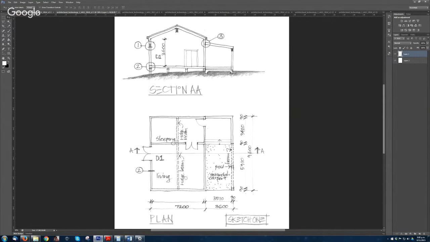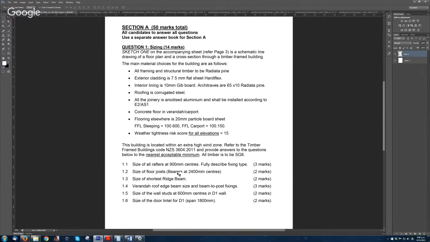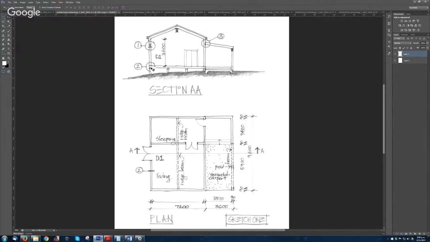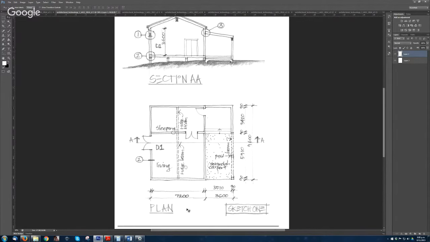Okay, now we go: size of floor joist and the bearer at 2400 centers. It just means that the distance between each bearer is 2400 centers. So you go back to your section. Those here are the bearers. They sit on piles, and if you divide 7200 by 3, you're going to get 2400. So that's the distance between each bearer.